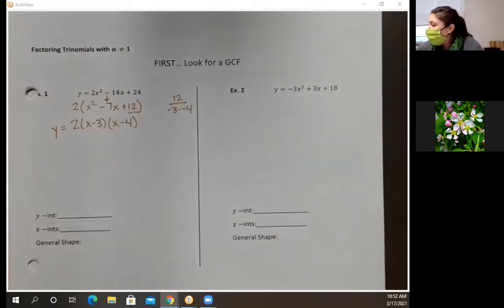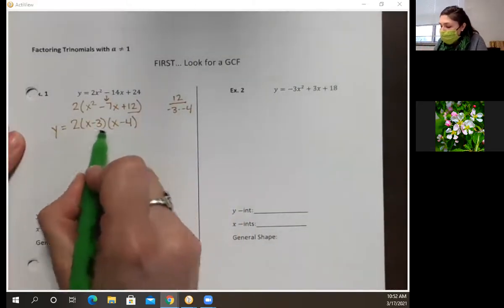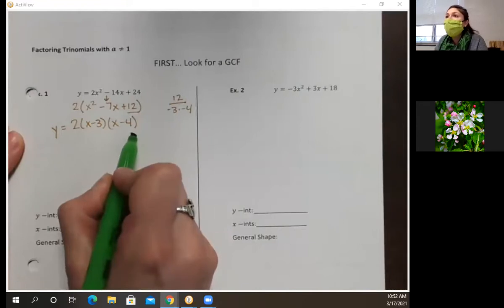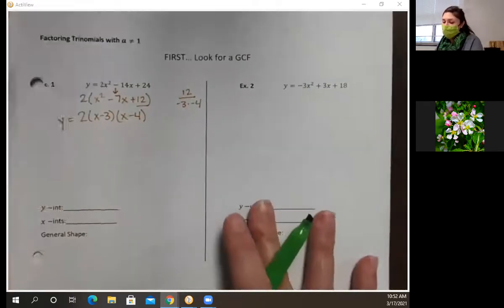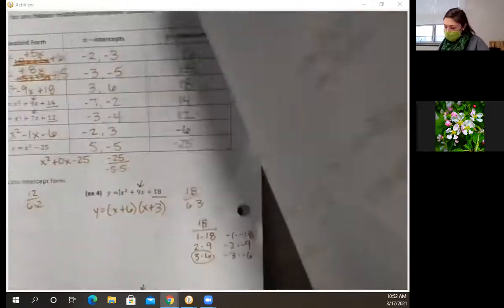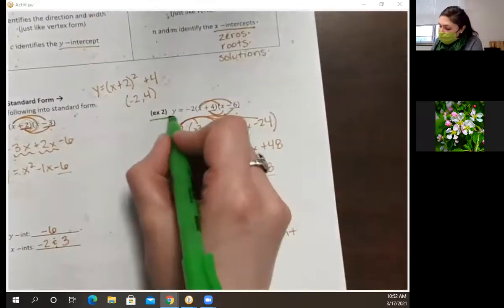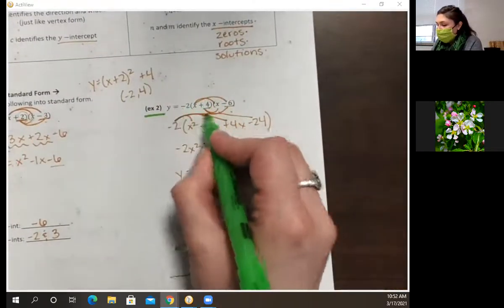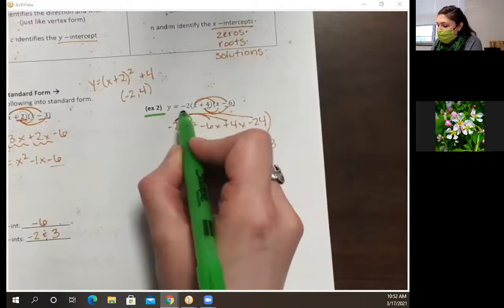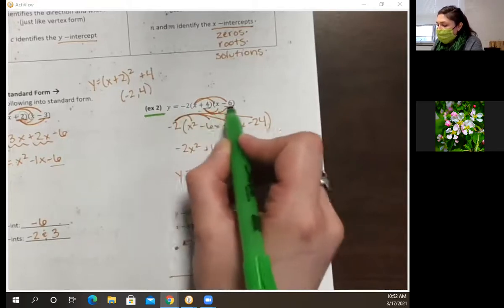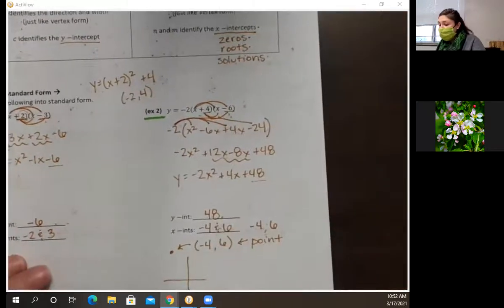Now, remember, we can always check our work by distributing. And we had a problem that looked like this from yesterday. We were given that intercept form, that factored form, and we were asked to change it to standard form. So if I put back in my notes that we looked at yesterday, the second example we looked at yesterday was something really similar to this. I had that a value, that lead coefficient in front, and then 2 factors, and we multiplied everything together. We distributed everything together. So remember, I can always check my work by distributing.